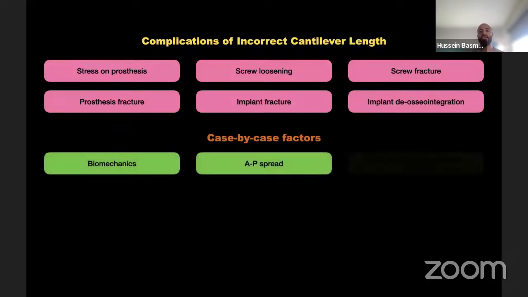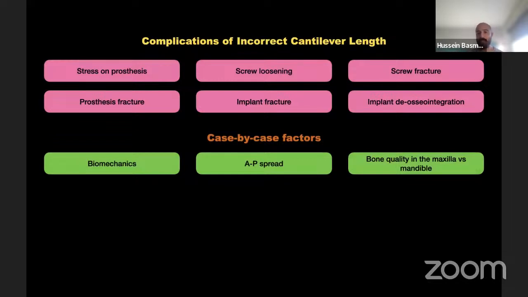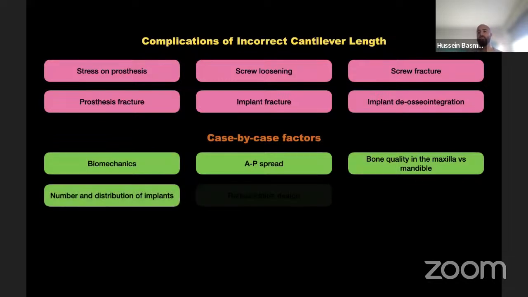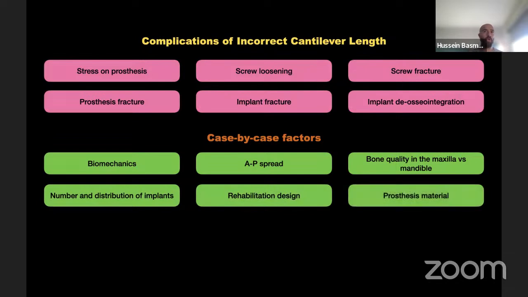So it's always very important to keep those three things, the biomechanics, in mind: the AP spread and the bone quality, especially the maxilla versus the mandible. We all know the type of bone. We have D3, D4 type of bone most of the time in the maxilla, D1, D2 type of bone in the mandible. So it's always more favorable to place such cases in the mandible due to the better bone quality.